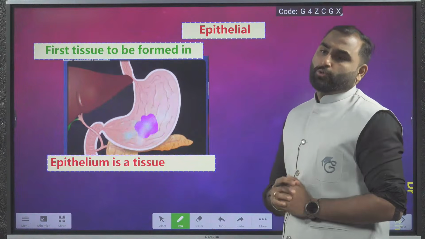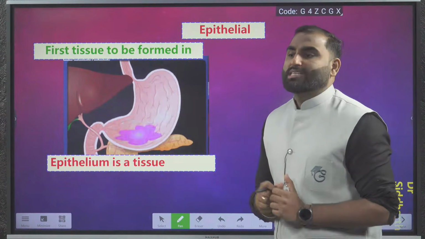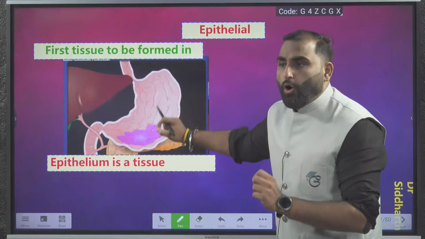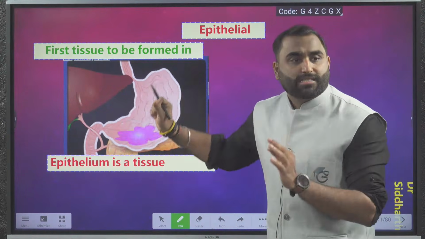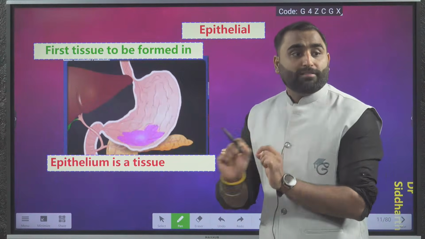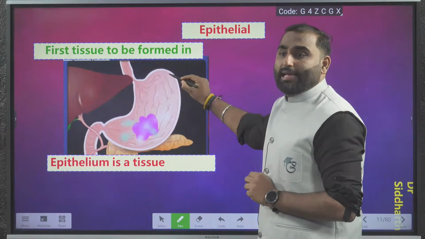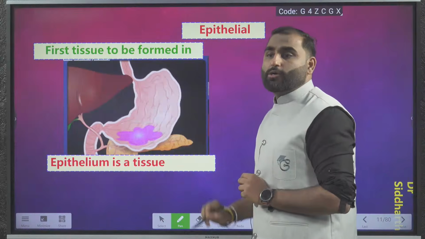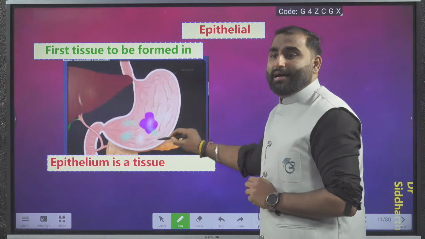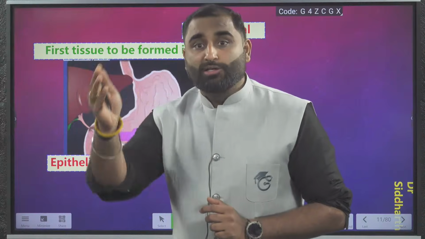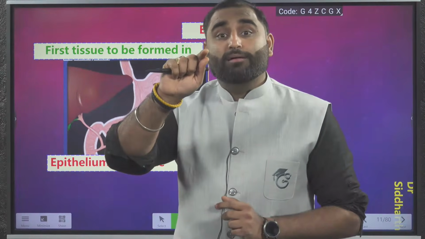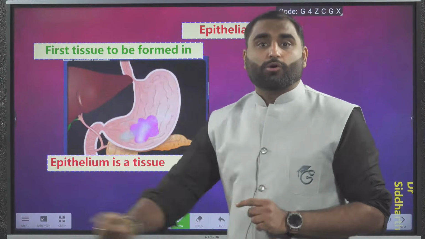Epithelium is a tissue. What organ are you seeing here, guys? This organ we are seeing here is the stomach. So epithelium lines the outside, and it lines the internal wall also. Epithelium lines the outer wall and the inner wall of the stomach.